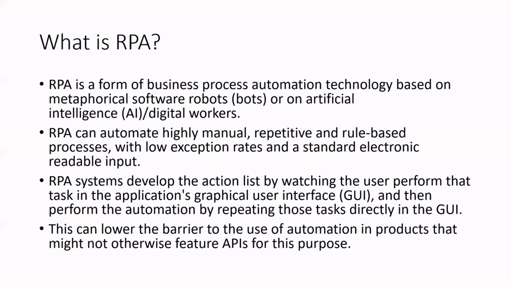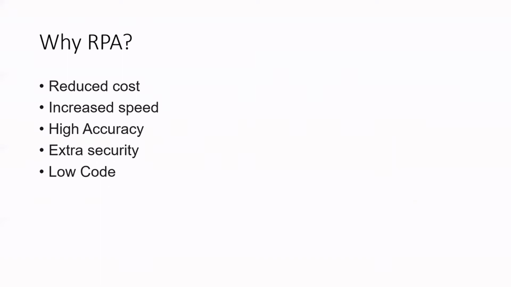So here, RPA does the same thing as humans, in how a human interacts with the graphical user interface. That's why this can lower the barrier to the use of automation in products that might not otherwise feature an API. So any application in which an API feature is not available can be automated by using RPA. So now the question is, why RPA?